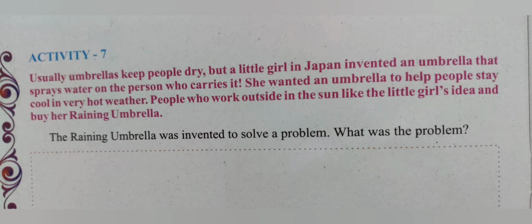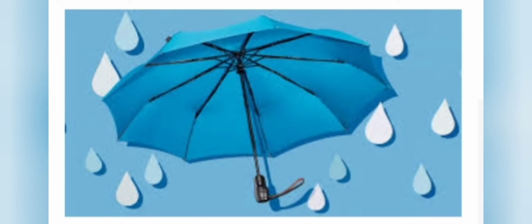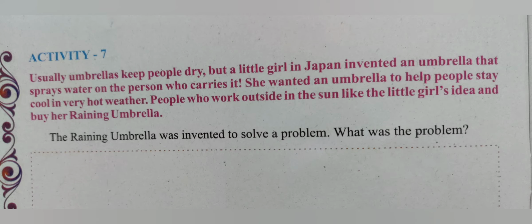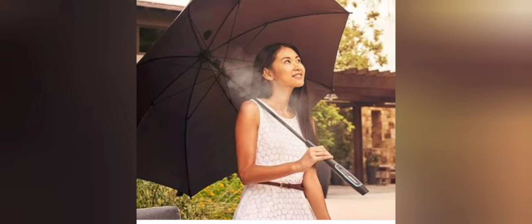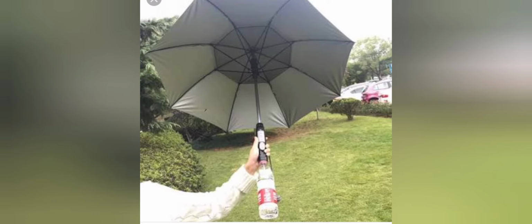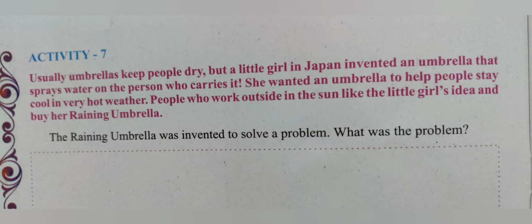One more article is given in activity 7. Usually umbrellas keep people dry, but a little girl in Japan invented an umbrella that sprays water on the person who carries it. She wanted an umbrella to help people stay cool in very hot weather. People who work outside in the sun liked the little girl's idea and bought her raining umbrella. The question based on the article is: the raining umbrella was invented to solve a problem.